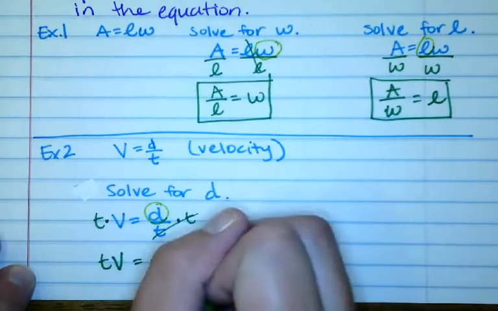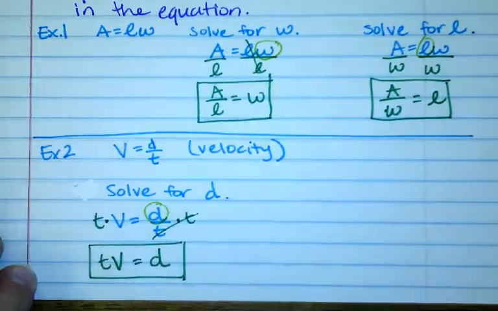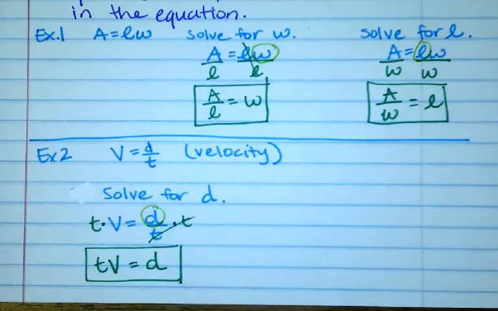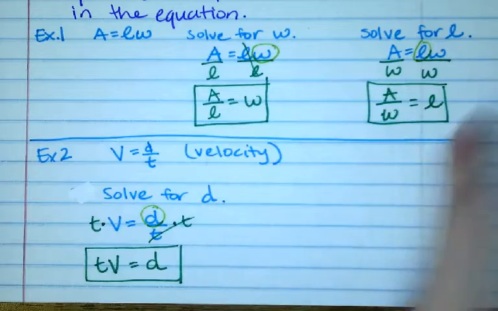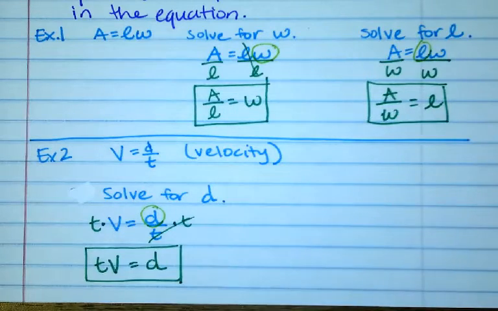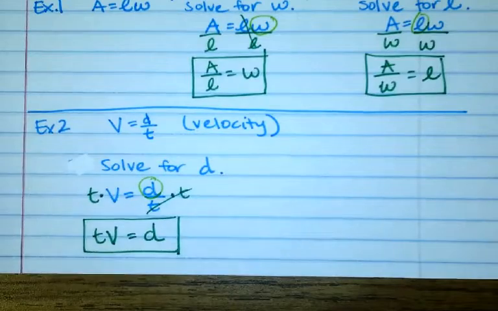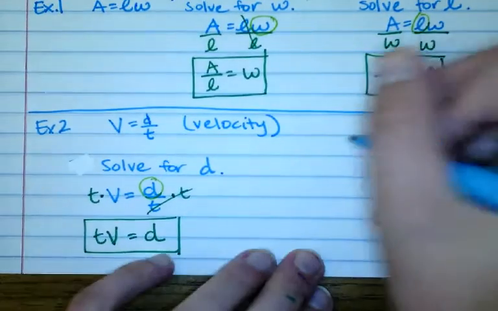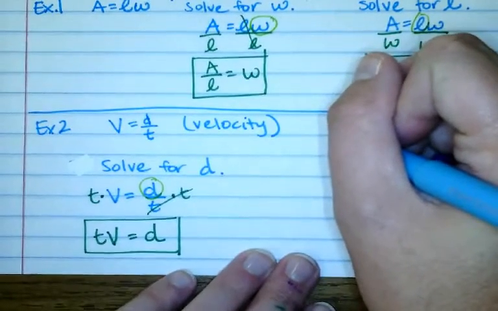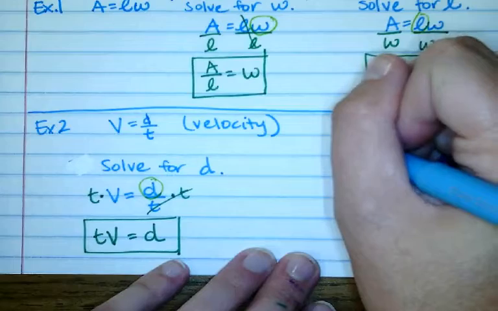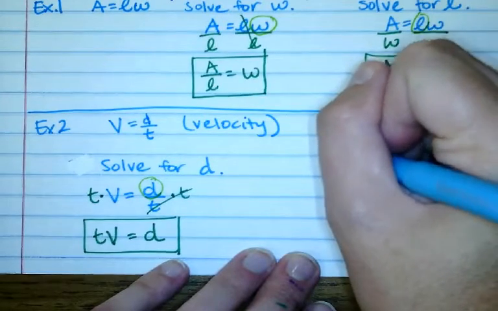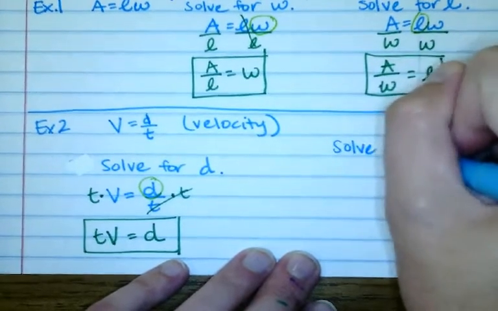Now, does it matter if I have tv equals d or d equals tv? No. Okay? I just solved it the way it came out, and I just left my variable on the right side. But if you wanted to trade them around, you could. Okay? Now over here, I want us to solve. Let's see here. Now, I want you to solve for t. Okay? This one's going to be a little more complicated.